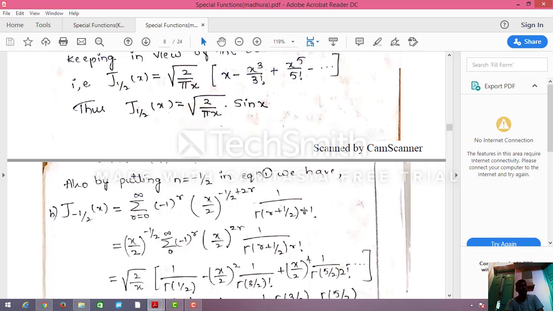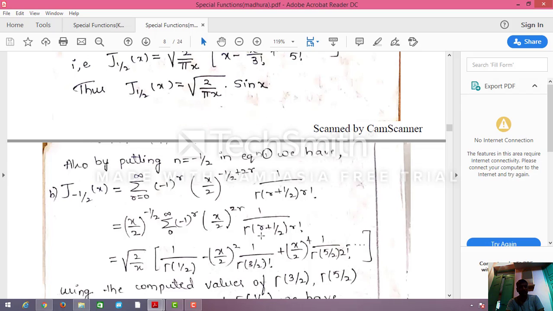We'll substitute −1/2, we'll get actually gamma of n + r + 1, where n is −1/2, plus 1 should be 1/2, into r factorial I'll get. Now I'll take (x/2) whole power −1/2 outside. I'll get summation of r equal to 0 to infinity, (−1)^r, (x/2) whole power 2r, 1 divided by gamma of (r + 1/2) into r factorial.